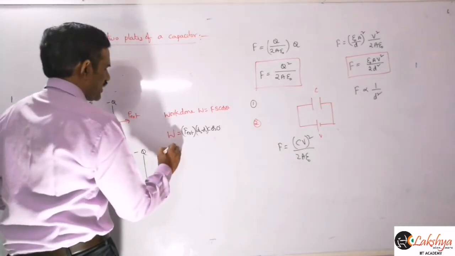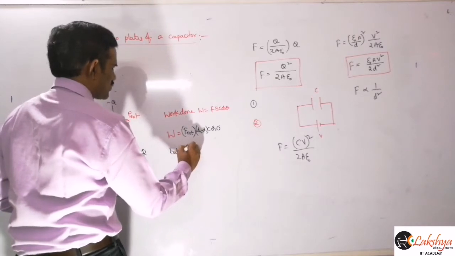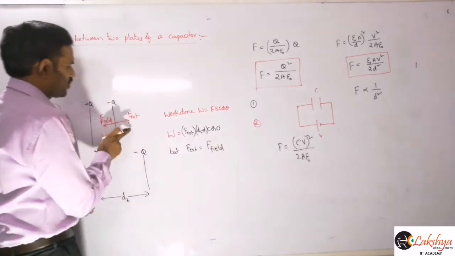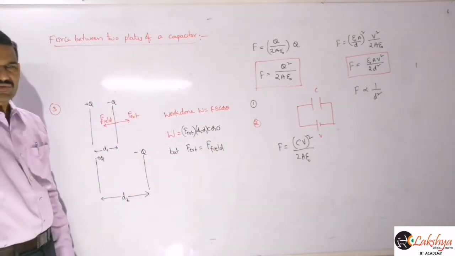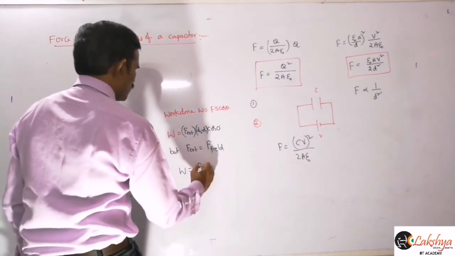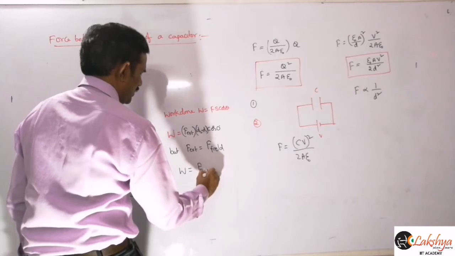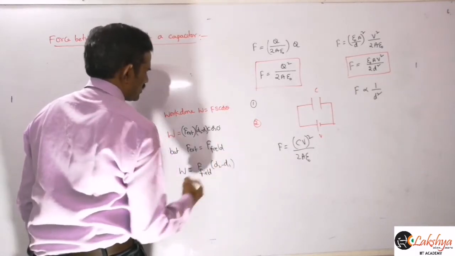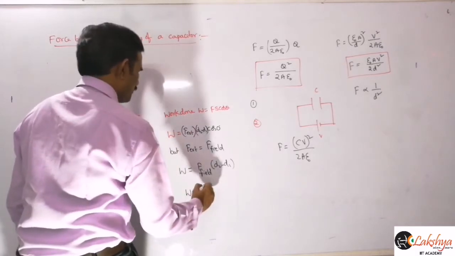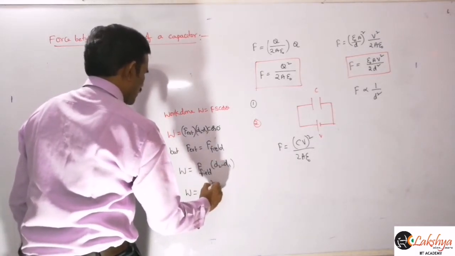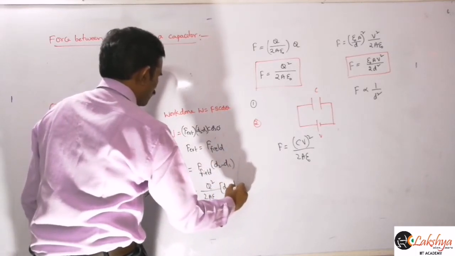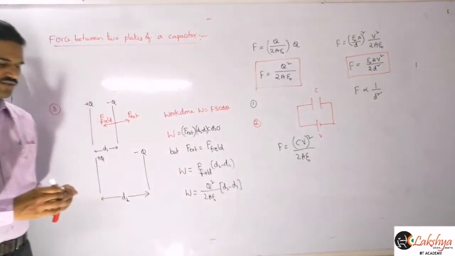But here we are displacing this plate very slowly, so that F external is equal to the force due to the electric field. These two are always equal, so that the plate moves with constant velocity, or we displace that plate very slowly. Therefore I can write this as force due to field into the separation d2 minus d1. The force due to field we can express as q square by 2A epsilon naught into d2 minus d1. So that is the expression for this work done.